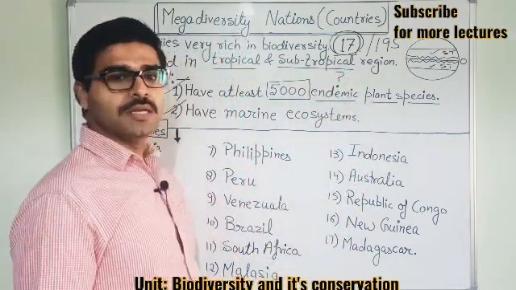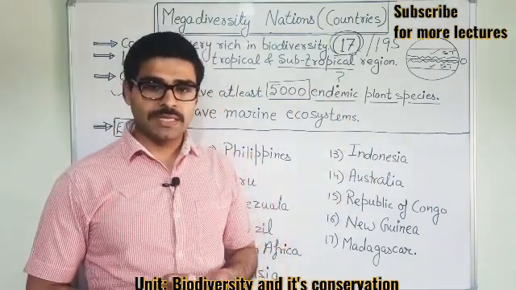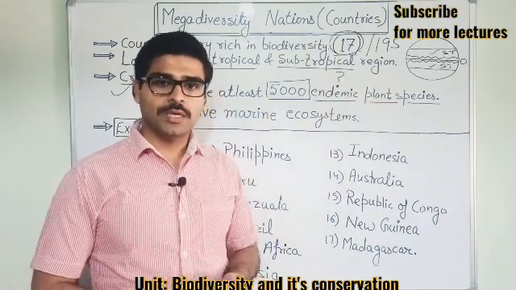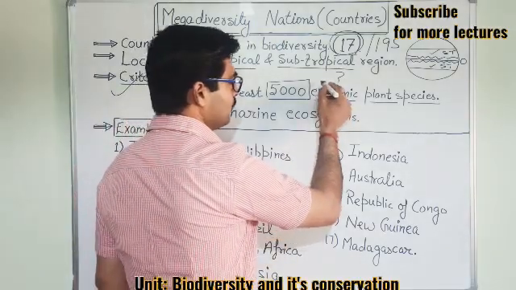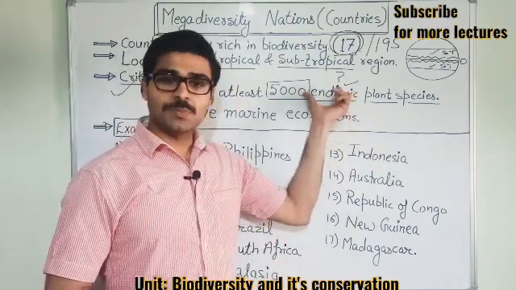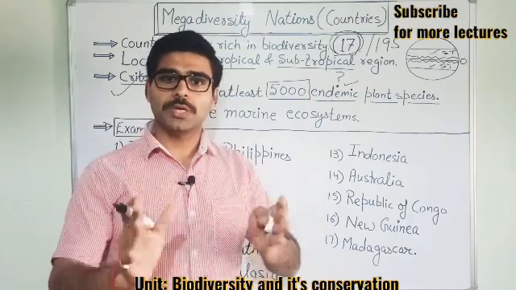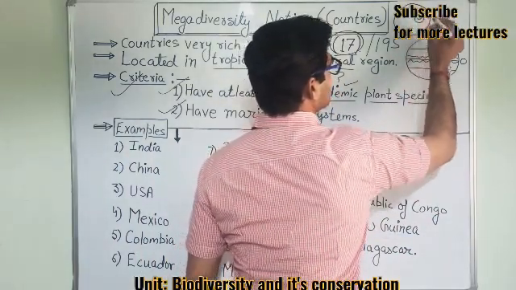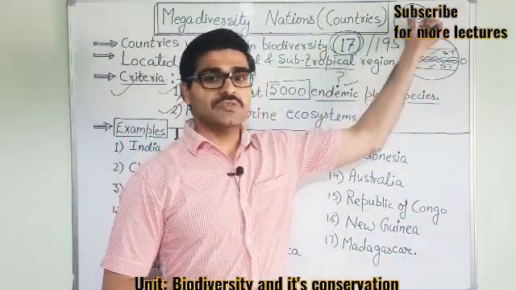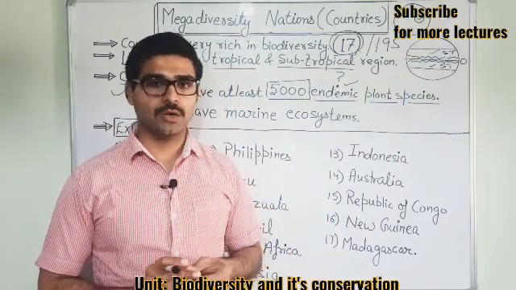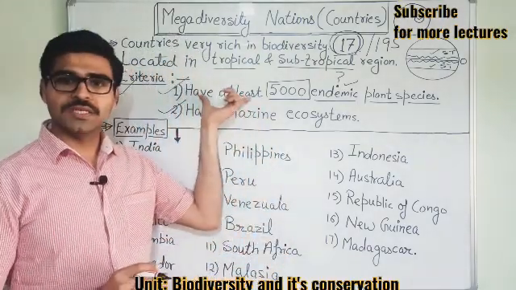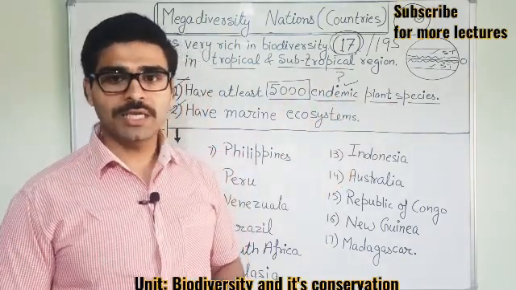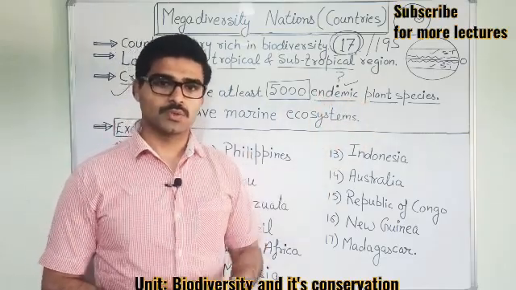Now try to understand what this means. What are endemic species? Here we have different types of species: rare species, endemic species, endangered species, extinct species. I will discuss all the types of species in the next lecture, but here try to understand only what endemic species are. Endemic species are those species which are restricted to some particular area only. Suppose on this globe some species are found only in this region. Such species found only in restricted areas are known as endemic species. So the first criterion for a megadiversity nation is that the country should have at least 5,000 endemic plant species. Note that here we are considering only plant species.